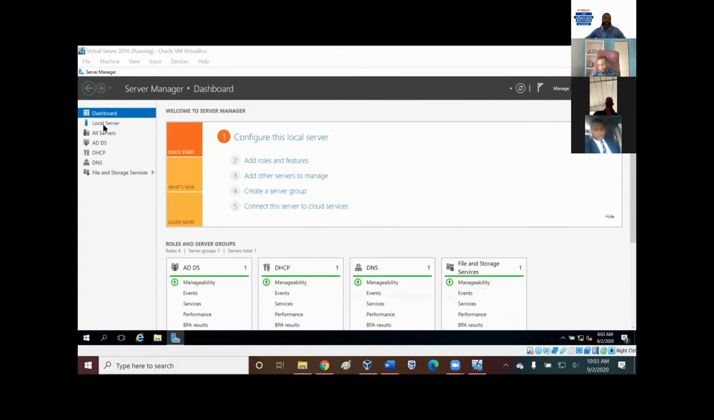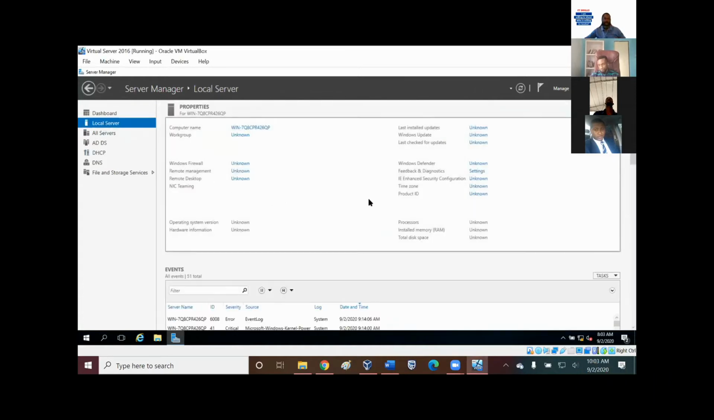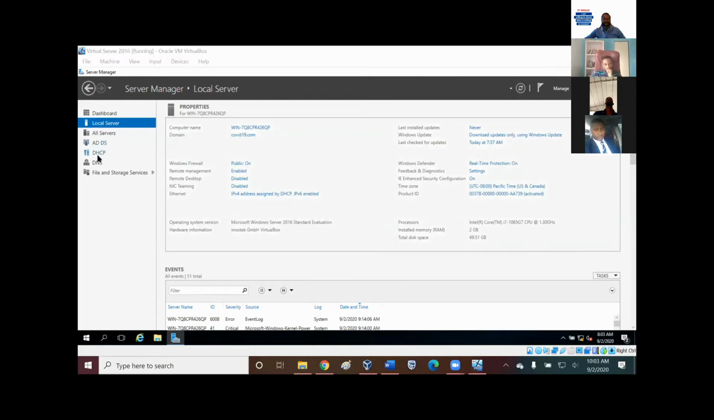COVID-19. So local server, we have Active Directory, DHCP, DNS. The name of the computer is this, and the domain here, this is what I want to show you. The domain that this computer represents is covid19.com. Okay, so as a network administrator, you don't go asking people questions.